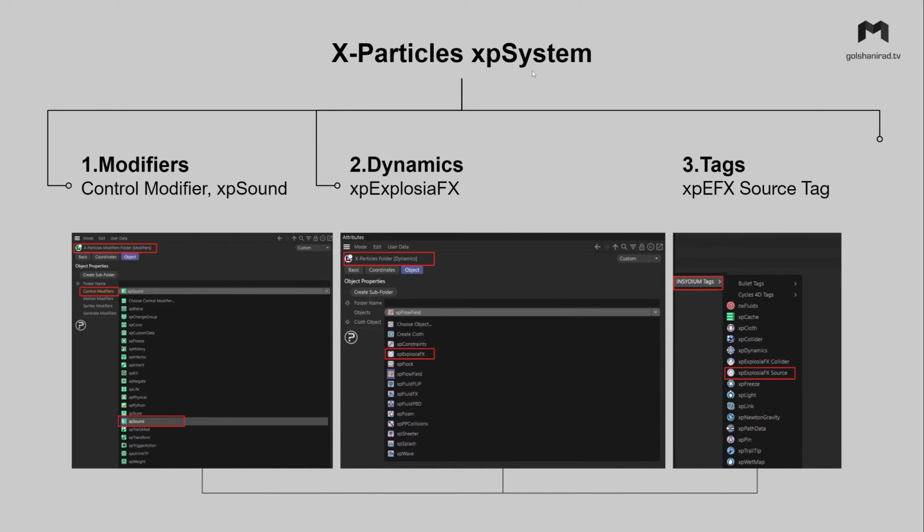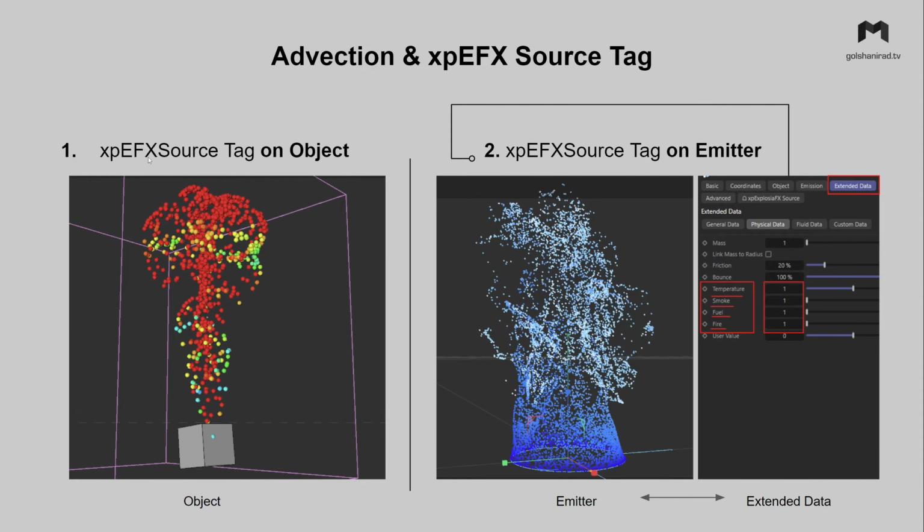In the xParticle system, we can find xpSound in the xParticle modifier, here in control modifier, and also in xParticle dynamics we can find xpExplosiaFX here, and also in the Insidium tag we can find the xpExplosiaFX source here. We can add xpSourceStack on an object or on an emitter. The only difference is if we add our source tag on an emitter, we just need to do one more step.